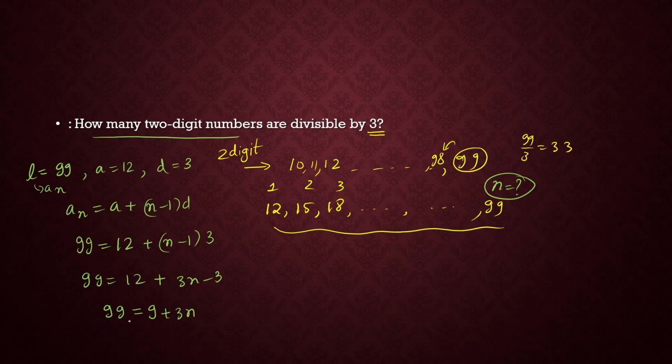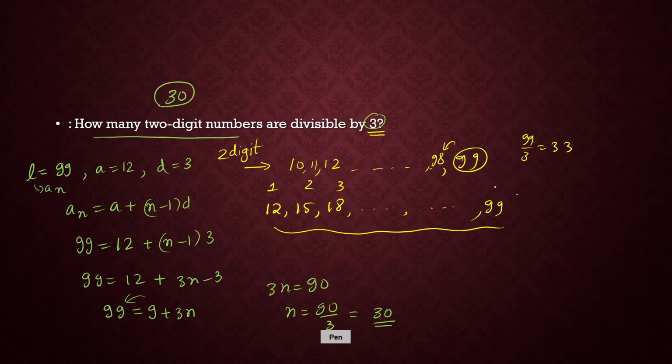So here what I'll do is I'll get 9 to the other side. So that becomes 3n is equal to 99 minus 9, that is equal to 90. So the value of n is nothing but 90 by 3, that's equal to 30. So this shows us that there are totally 30 two-digit numbers that are divisible by 3. So this n value here is nothing but your 30th term.